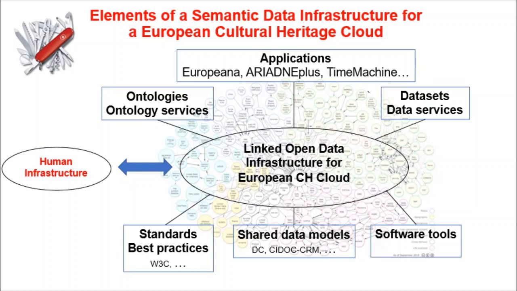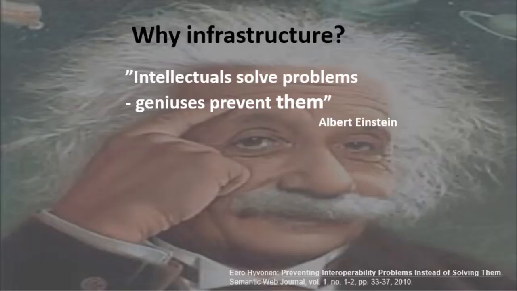By sharing software tools, unnecessary redundant development work can be avoided. An important part of the model is developing a human infrastructure for the new collaborative model for producing, publishing, and using cultural heritage linked data. Albert Einstein has said, "Intellectuals solve problems, but geniuses prevent them." This wisdom applies very well to infrastructure building.